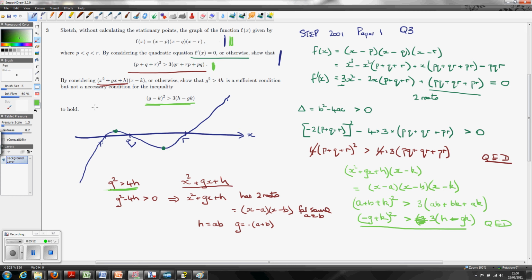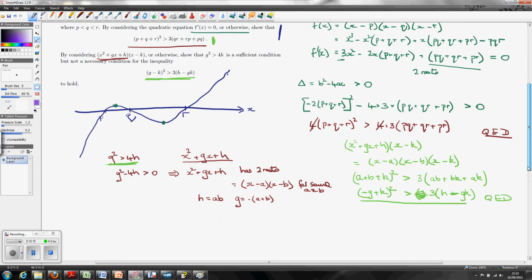So finally, we've got to show that it's not a necessary condition. Let's think about that. To show something's not a necessary condition, you just have to find some values where the inequality is true, but the condition g squared greater than 4h isn't true. And sometimes it's worth just messing around with a few numbers and seeing if you can stumble across something.